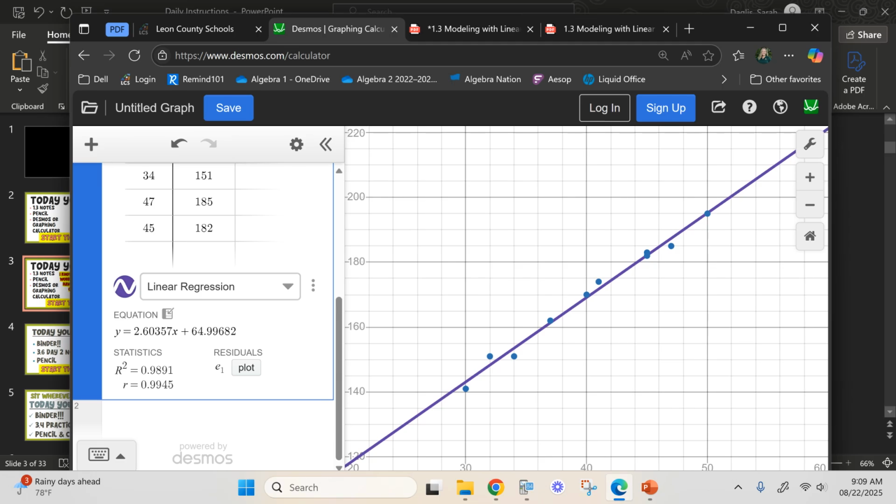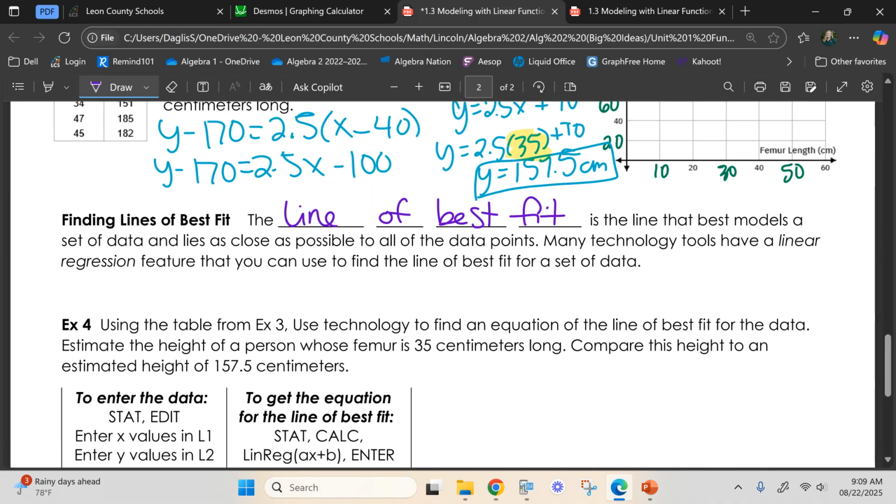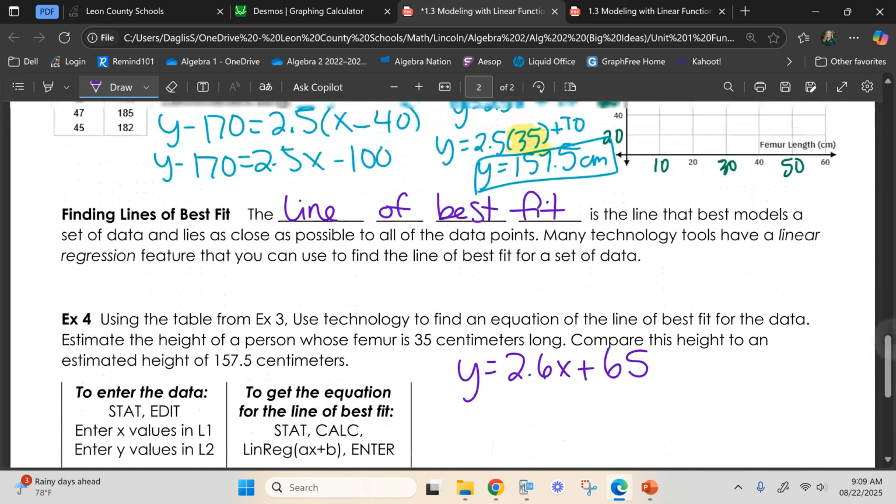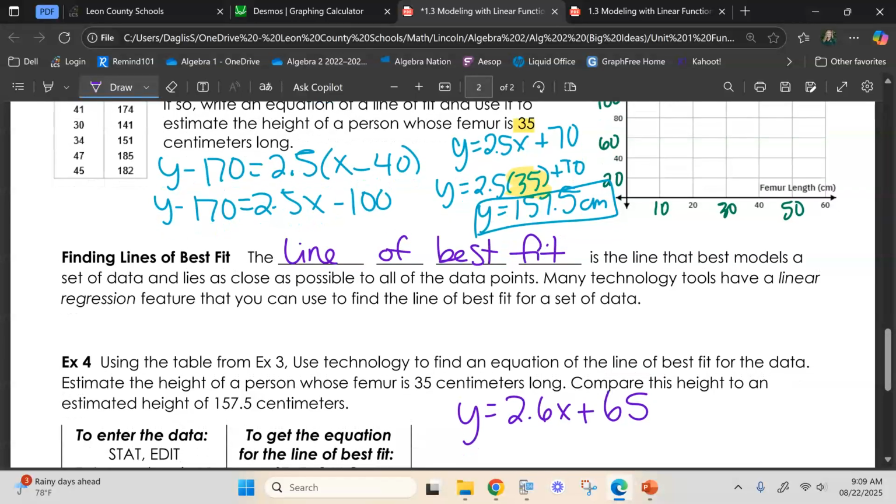So our equation is y equals 2.6x plus 65, right? So how does that compare to what we said? We said it was 2.5, so pretty close. And we had plus 70 when it should really be plus 65. So we were close, but it's not the same. This is best. Now plug in 35 and see how close we were to that.